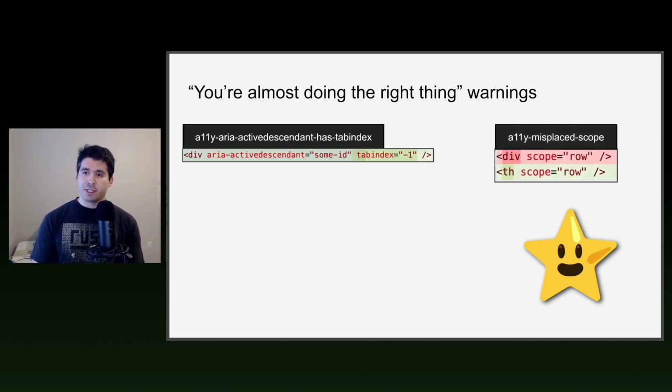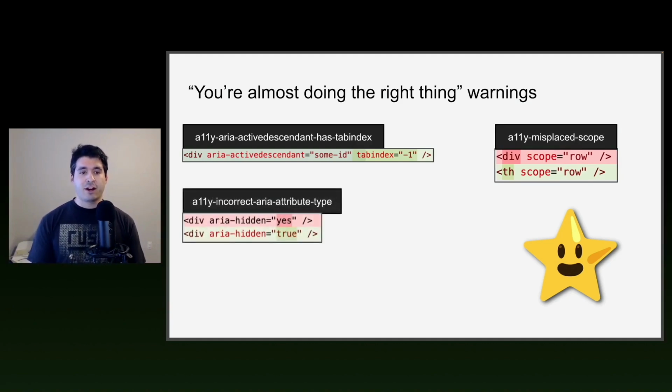If you have a11y misplaced scope, the scope attribute is only for the th element. So if you accidentally put it on a parent wrapper, such as a div, or a child wrapper, all this does is nudge you in the correct direction and say, please put the scope in the th. A11y incorrect ARIA attribute type. So the aria-hidden attribute must be either true or false. It cannot be yes, no, or any other value.